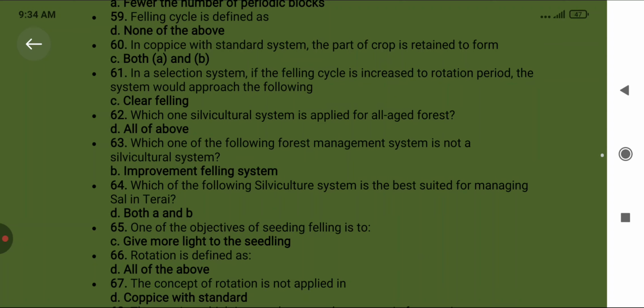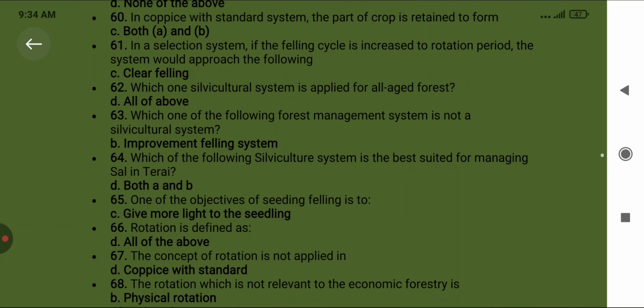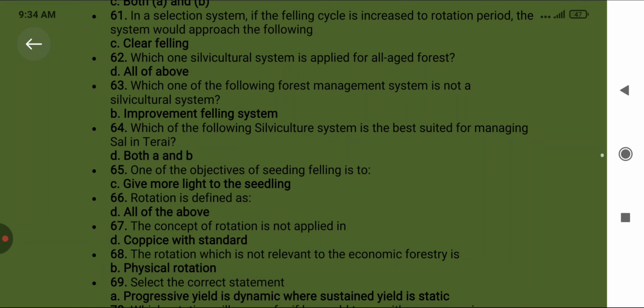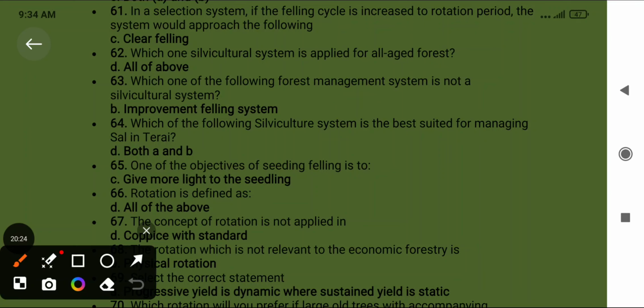Felling cycle is defined as the time that elapses between successive fellings on the same area. In a selection system, if the felling cycle is increased to the rotation period, the system would approach the clear felling system. Which one of the following forest management systems is not a silviculture system? Improvement felling system is not a silviculture system.